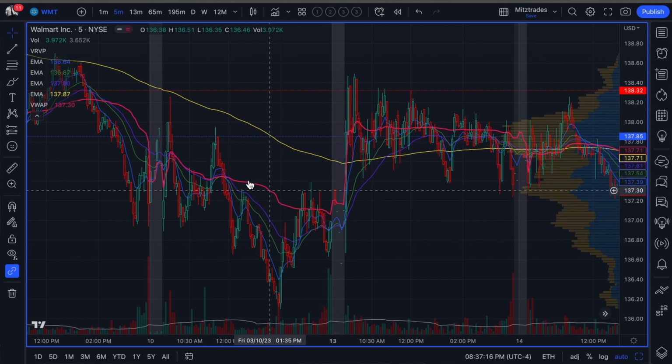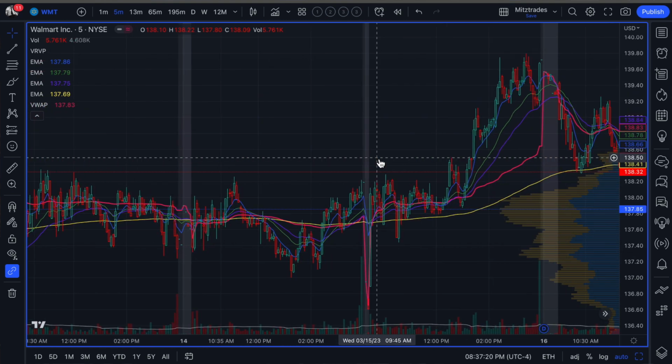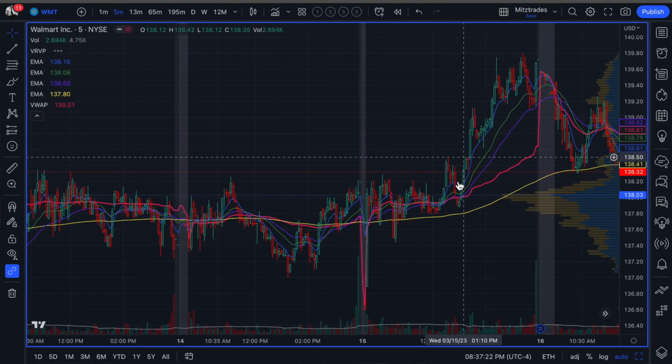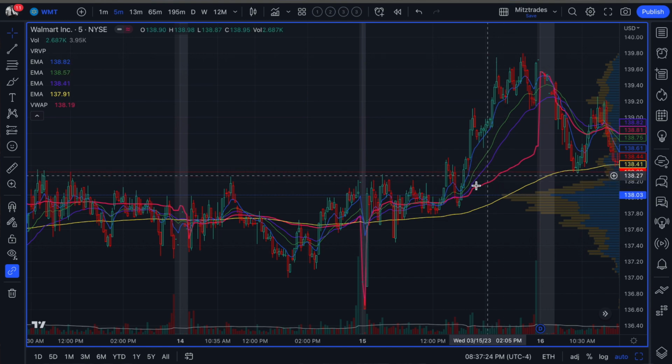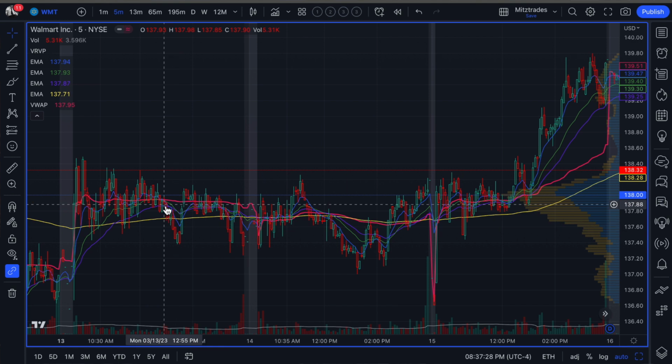If the stock price is above the VWAP, this may indicate that the stock is strong or bullish, but also overbought and may be due for a bearish reversal. Conversely, if the stock price is below the VWAP, this may indicate that the stock is weak or bearish, but also oversold and may be an indicator for a bullish reversal.